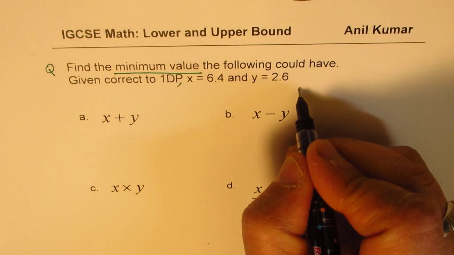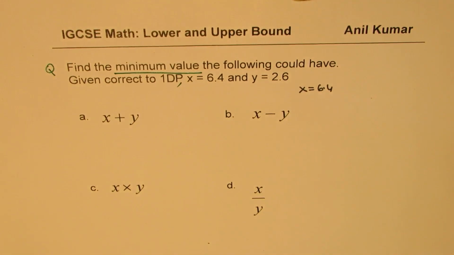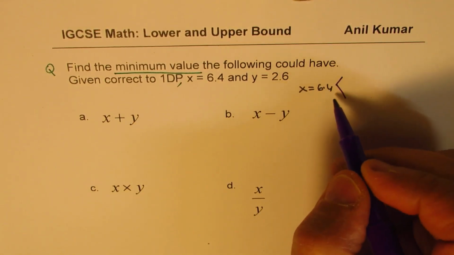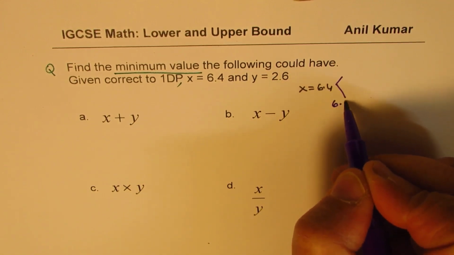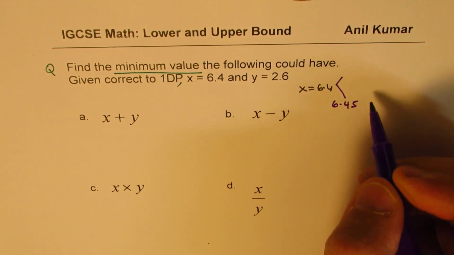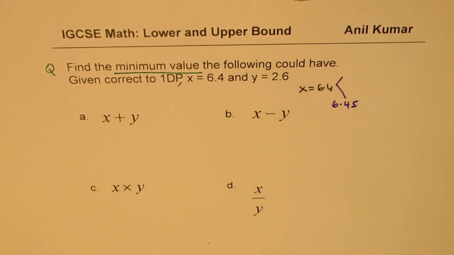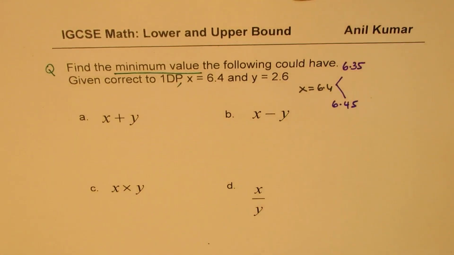Each number, x for example is 6.4, we'll figure out what is the upper bound and the lower bound. So to get the upper bound, we have to add 0.05, so we get 6.45, and to get the lower bound, we have to take away 0.05, so we get 6.35, correct? So that is what it is going to be.